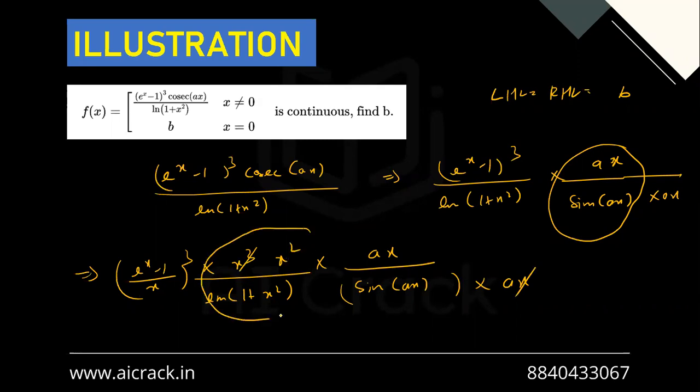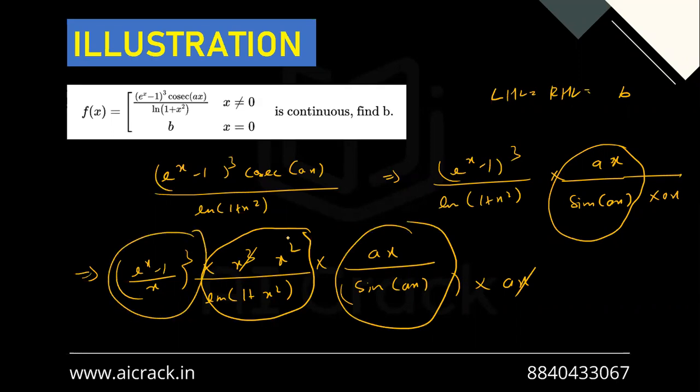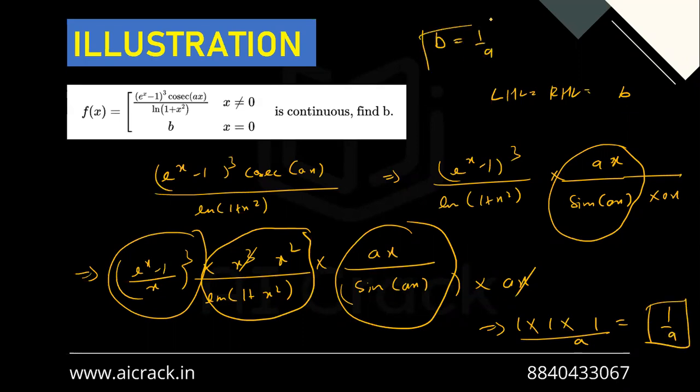Now this also becomes a standard limit, right? This is a standard limit, this is a standard limit, and this is also a standard limit. So what we have got over here is 1 multiplied by 1, and this is also 1, and we divide by a basically. So we have got 1 by a as the answer. So basically b should be 1 by a for this function to be continuous.